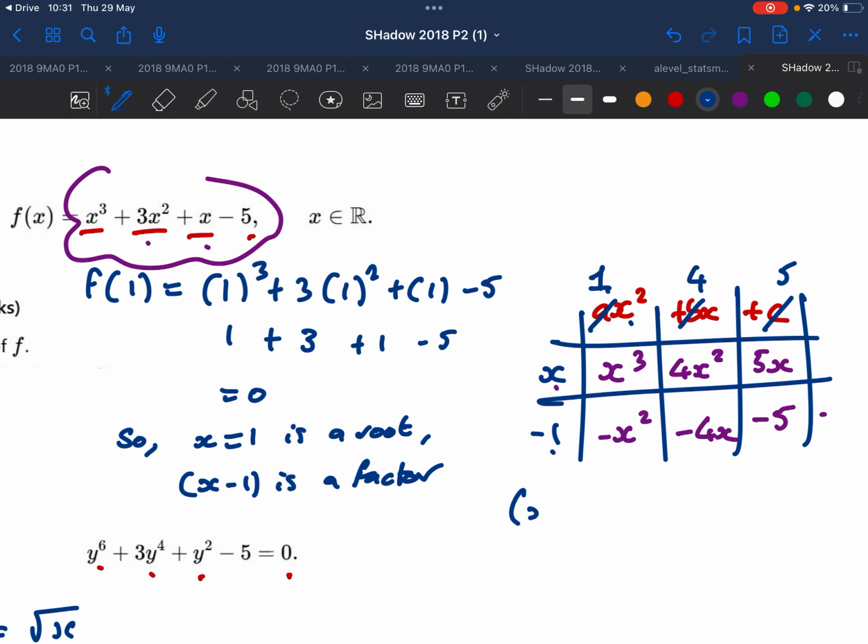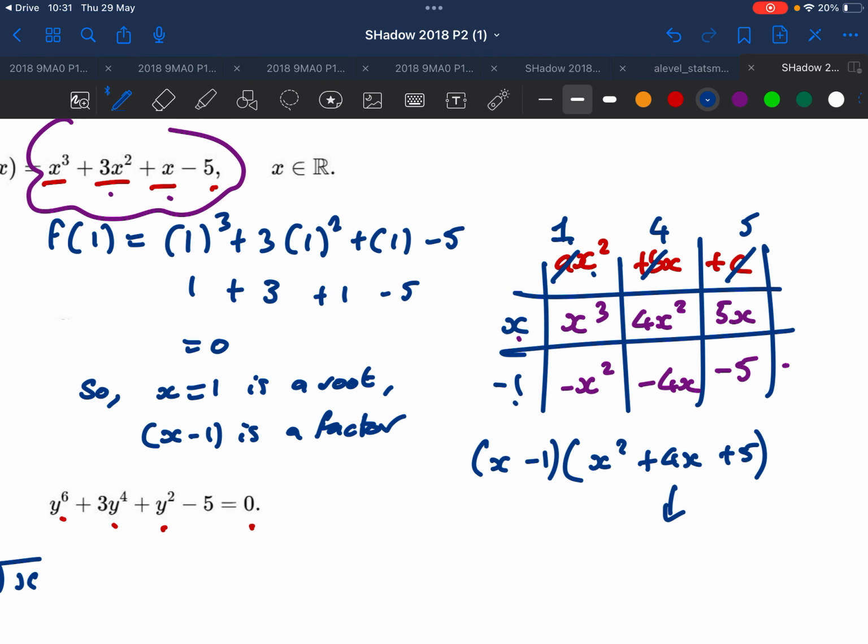So this cubic at the start is the same as x minus 1 times x squared plus 4x plus 5. Now, what's not obvious on this one is, because we would normally try and break this one up here, but if you try and solve it, you'll see that it doesn't work.